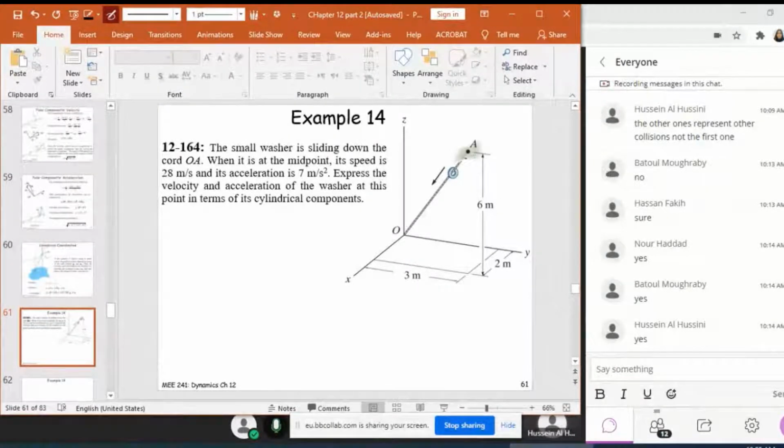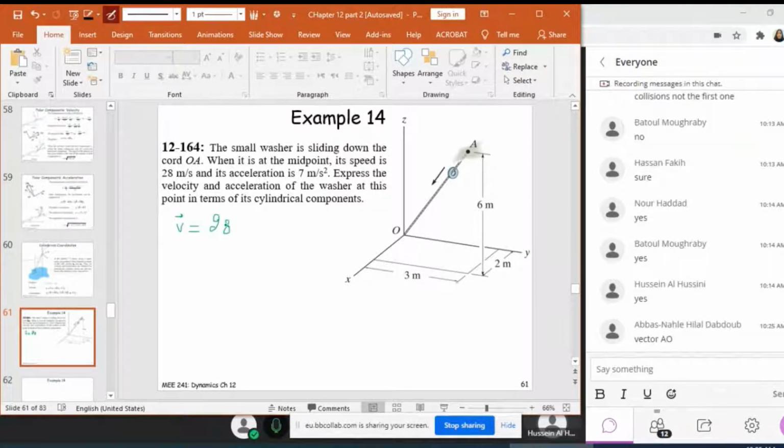So we're going to start, guys, by finding the velocity in vector form. I know that the magnitude of this velocity is 28. But what is the direction of this velocity? Who can tell, guys? What's the direction of this velocity? It is the negative direction of OA, or it is AO. So V will be 28 times the unit vector of AO, or minus the unit vector of OA.